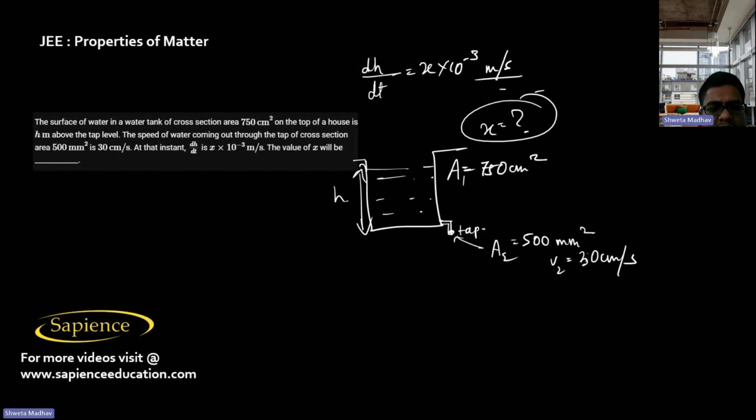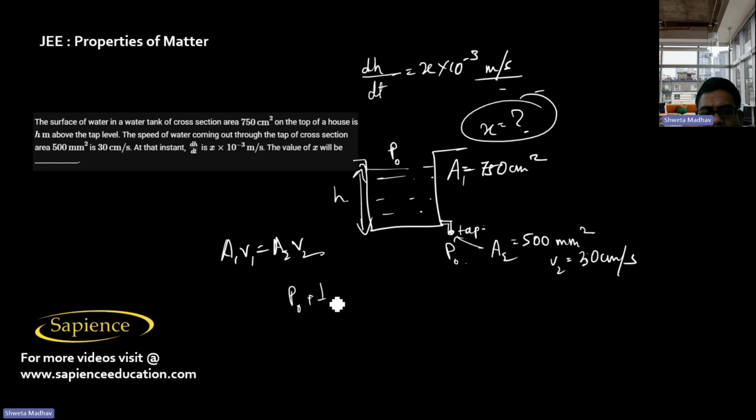So dH by dt means the rate at which the height of the water level will change. So we can say that A1 v1 is equal to A2 v2, by using the equation of continuity. And here also the outside pressure is P naught, which is atmospheric pressure.